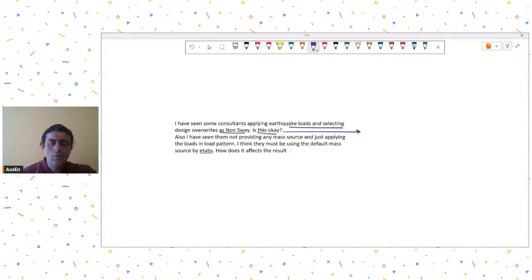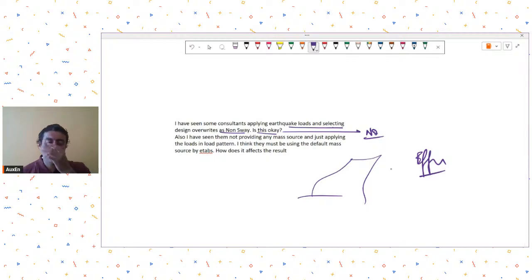Is this okay? No, because if you are assigning it as non-sway, then the sway factors, effective length factors, will not be properly considered by the ETABS. I'm assuming you are running it on ETABS. So it will basically calculate Q, and if Q is more than 0.04 and it becomes a case of sway, then also ETABS will continue assuming it as a non-sway frame because that is what the override you gave, and it will continue taking the effective length factors for non-sway frames. So this is not okay.